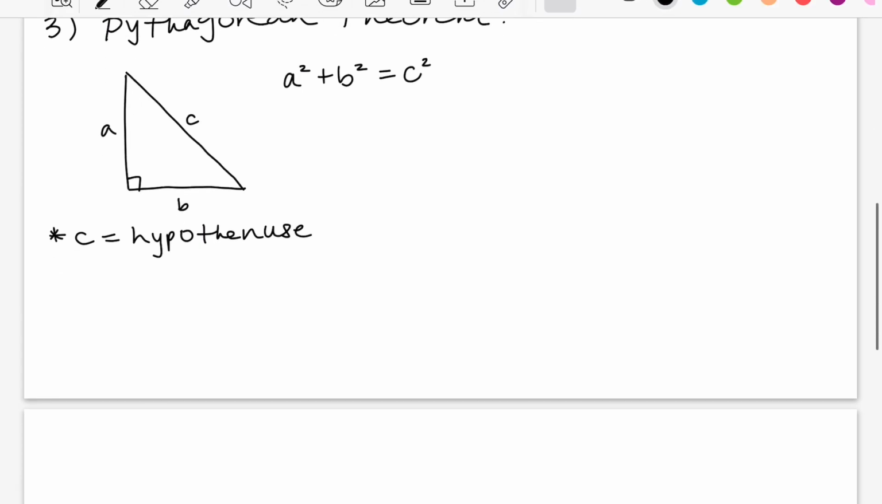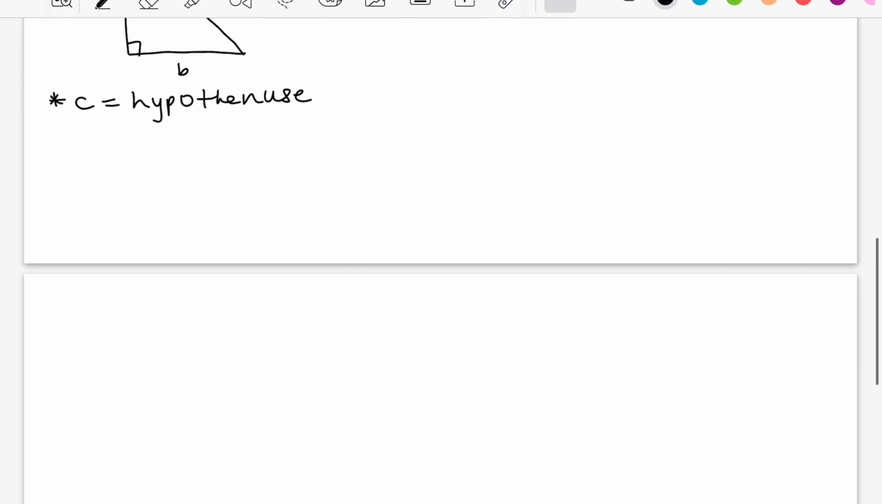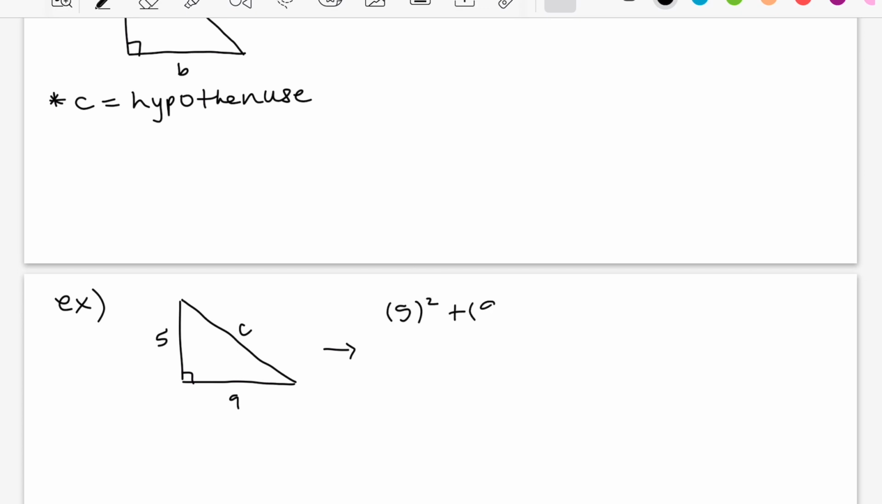So let's look at an example here. Let's say we had this triangle here. Here's a right triangle. This length is 5. This one is 9. And then we're trying to find our length C. So using the Pythagorean theorem, we can just plug in these values. So we will have 5 squared plus 9 squared will equal c squared.